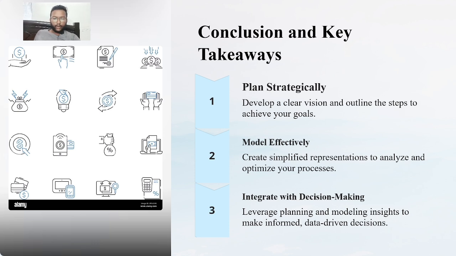Conclusion and key takeaways in this project planning and modeling approach. Plan strategically: develop a clear vision and outline the steps to achieve your goals. Model effectively: create simplified representations to analyze and optimize your processes, and integrate with decision making.